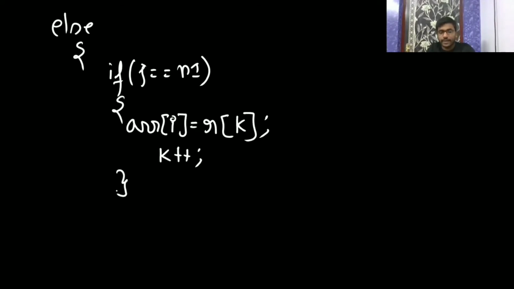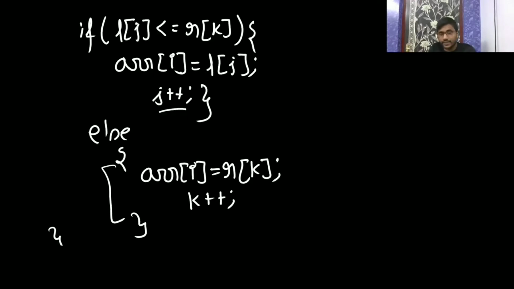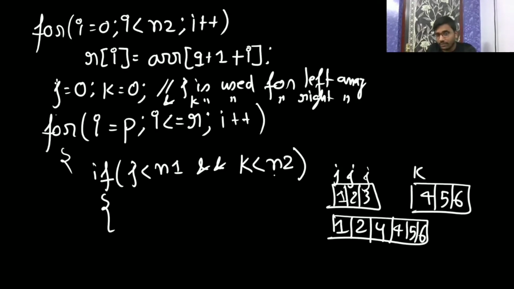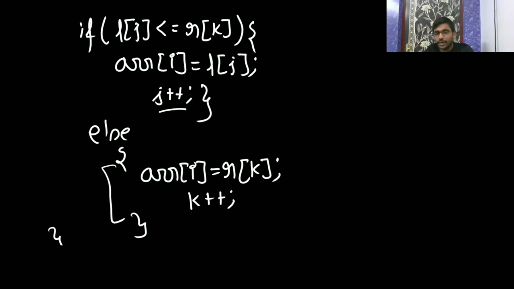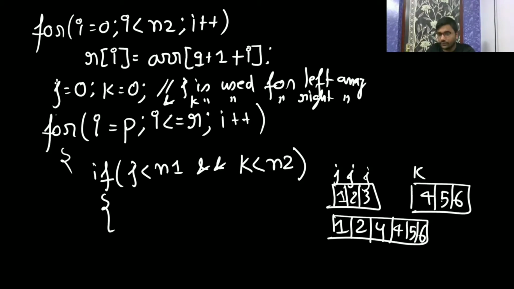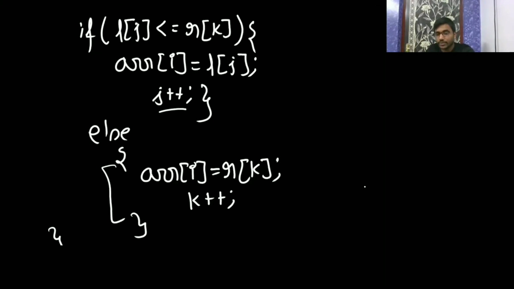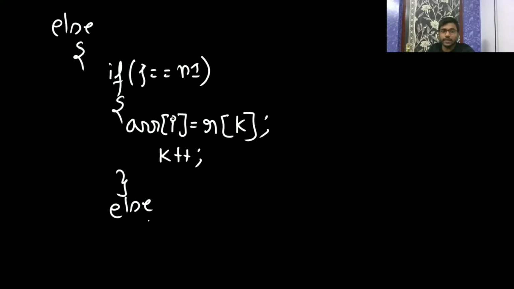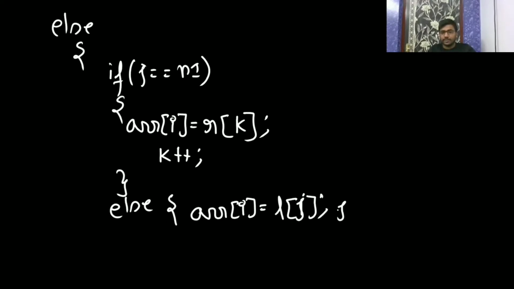Else part. What can happen? If j is not equal to n1, then definitely this condition is false, because k is equal to n2. So in the else part, if the right part is filled first and the left is remaining, I will insert in the else part: array of i is equal to left of j, and then j plus plus. Now this if is closed here, and this if is closed here.